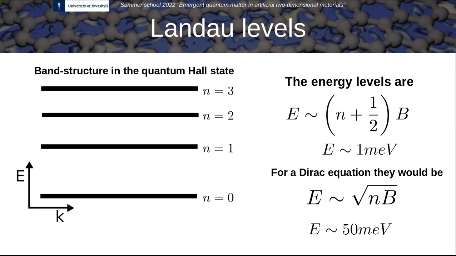The reason for this is that the energy scale depends linearly on the magnetic field in the case of two-dimensional electron gases, but it depends on the square root for Dirac equations. This is a direct consequence of the dispersion of your electronic system. If your dispersion is quadratic, then your Landau levels are going to depend linearly. If your dispersion is linear in the momentum, and in particular you have a Dirac equation, then the energy scale is going to go with the square root.